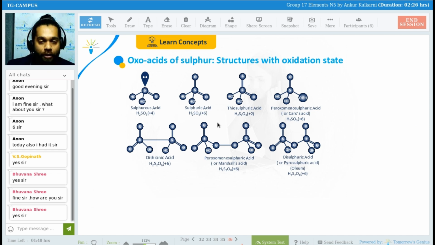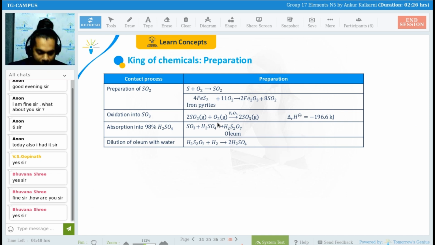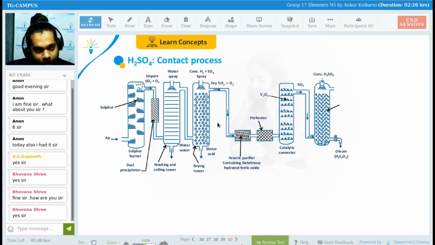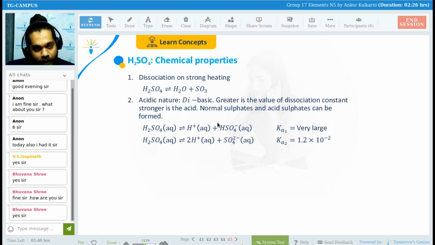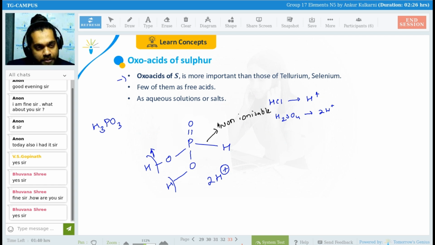Now these are the structures. We have already done it. Now let us go to the king of chemicals. What did I tell you? Who is the king of chemicals, everyone? I've told you just now, no? Correct, Sadhana, correct, Prashanti. Kirtini, who is king of chemicals? That is H2SO4, that is sulfuric acid.